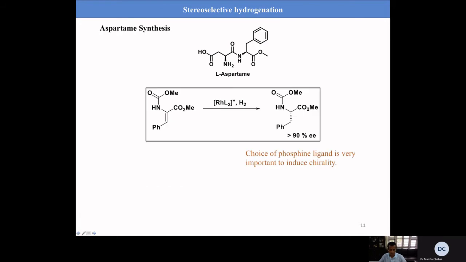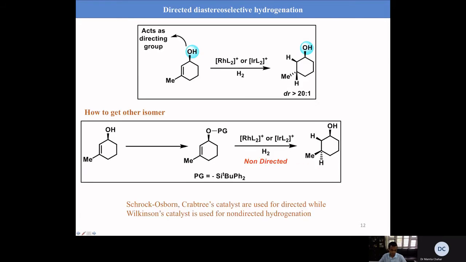Just go back. If you come back here, you see that you started with one stereo center containing molecule and you end up getting two stereo centers, one stereo center here, another stereo center there. Of course, these are going to be a diastereoselective synthesis, and the diastereomeric ratio is pretty high. The hydroxy group actually directs the hydrogenation reaction from the same plane as the hydroxy group is.